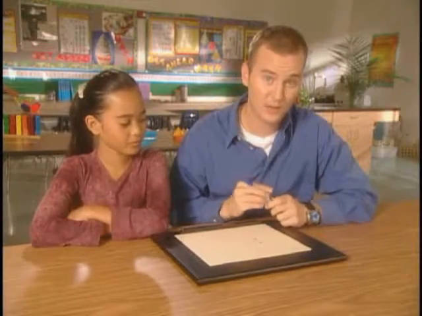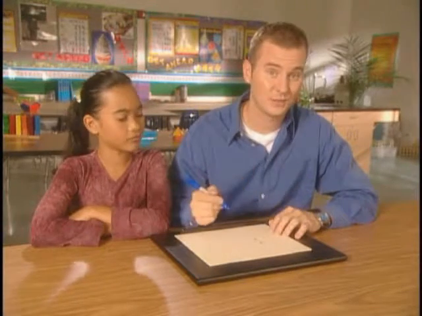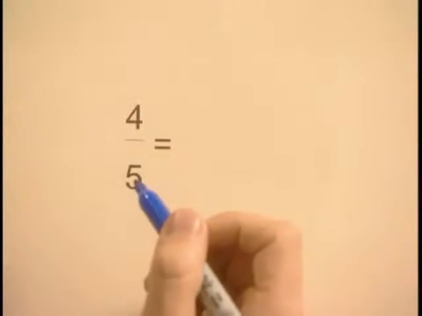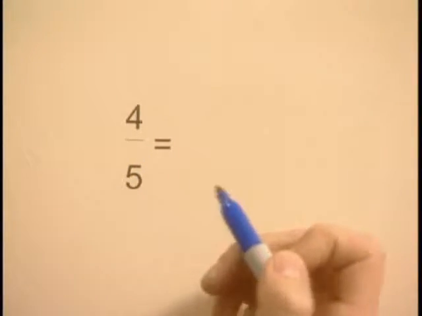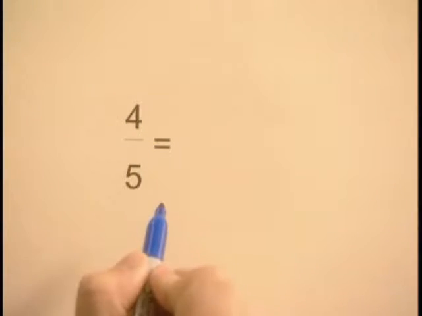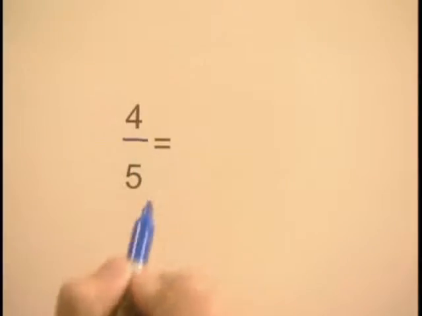So let's look at our first problem. We're going to turn a fraction into a decimal. And the way we do that is by dividing. Every fraction is actually a division problem. 4 over 5 is the same as saying 4 divided by 5. So this fraction line right here is really a different way to write a division symbol.